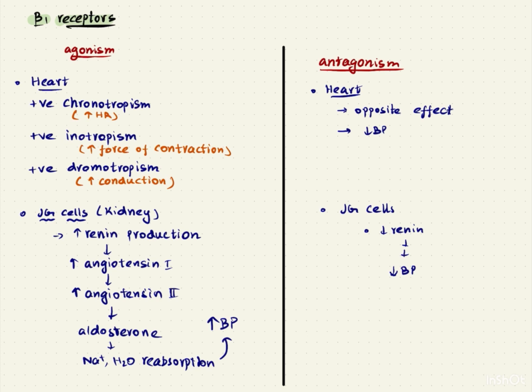So, stimulation of beta 1 receptors in the heart as well as stimulation of beta 1 receptors present in the JG cells of the kidney can cause increase in BP. What happens when an antagonist goes and acts on beta 1 receptor? Beta 1 antagonism has the exact opposite effect as agonism. It will produce negative chronotropism, negative inotropism, and negative dromotropism, and therefore causes a reduction in BP. Similarly, they will also have a negative effect on the beta 1 receptors of the JG cells. Therefore, they reduce renin production and decrease the BP. Now, that's it about beta 1 receptor.